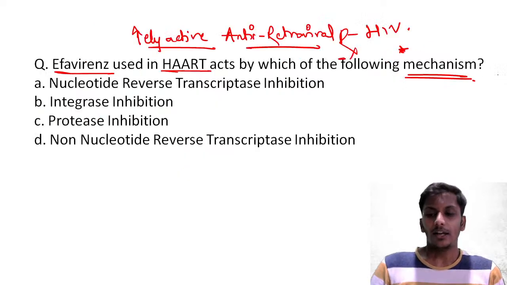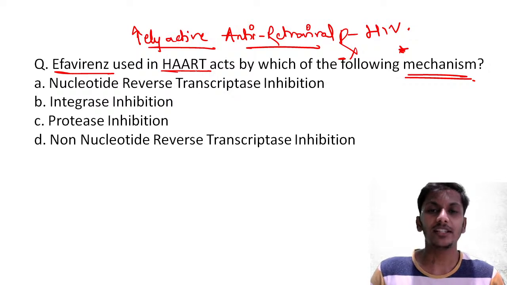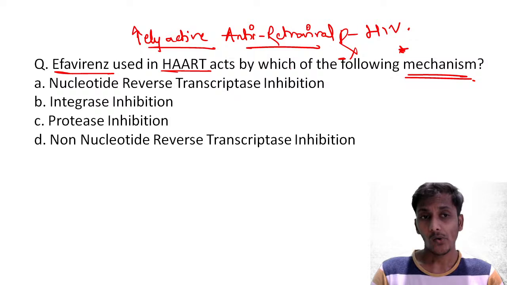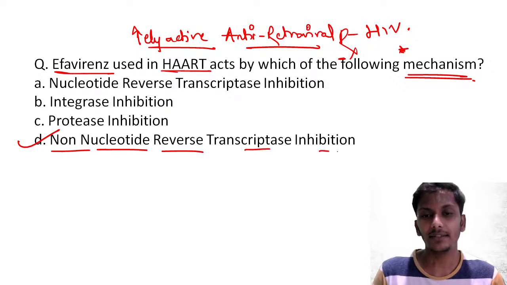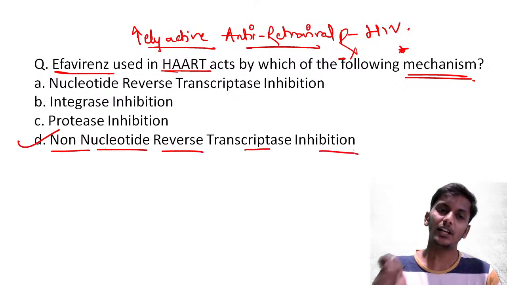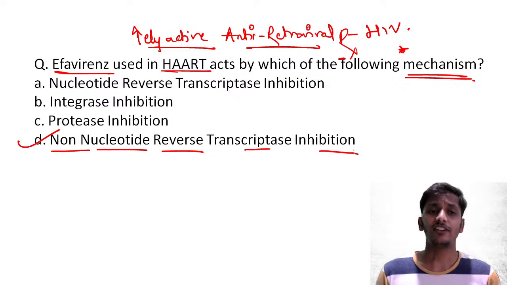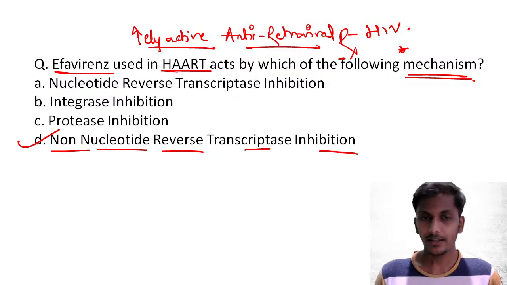Now let's come back to our question, guys. So efavirenz used in HAART acts by which of the following mechanism? All of you know now. Efavirenz, option D, is a non-nucleoside reverse transcriptase inhibitor. It acts by inhibiting the reverse transcriptase enzyme. So efavirenz acts as an NNRTI. Efavirenz is an NNRTI. Okay, clear with this?